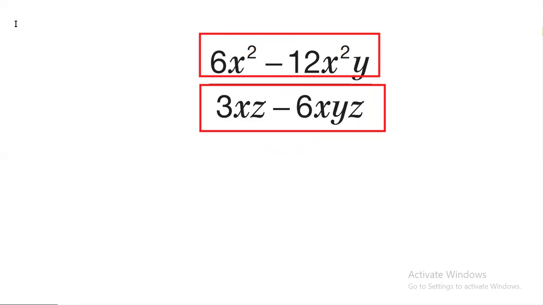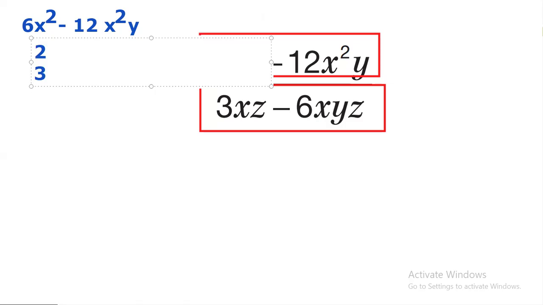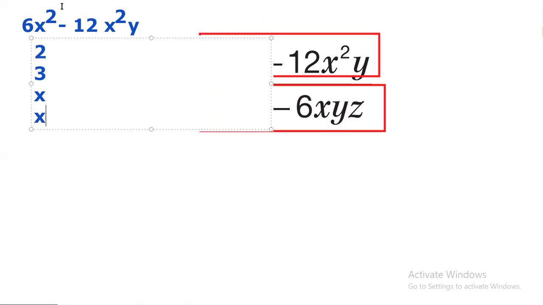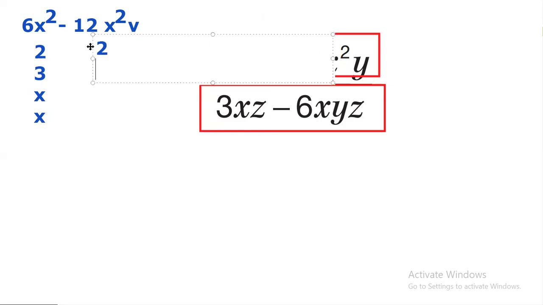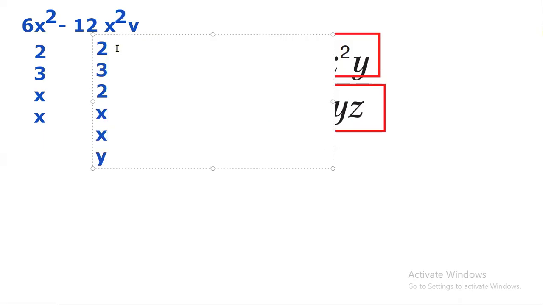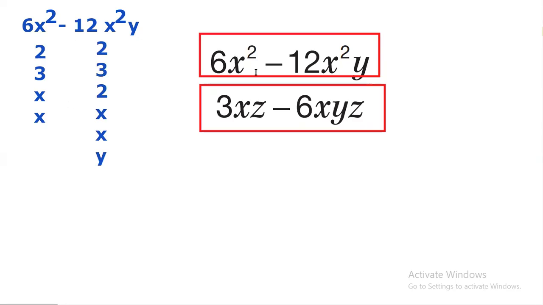The numerator alone, which is 6x power of 2 minus 12x power of 2y. So I need to break this down, okay? So here power of 2, and the x here is power of 2. I'll work on the numerator first and then work on the denominator. So the numerator, when I break it down, the 6 will become 2 times 3. And the x's, we have 2 x's. And then the 12 is 2 times 3 times 2, which is 12, okay? And then 2 x's, and then y. So now I'm breaking down the numerator here.